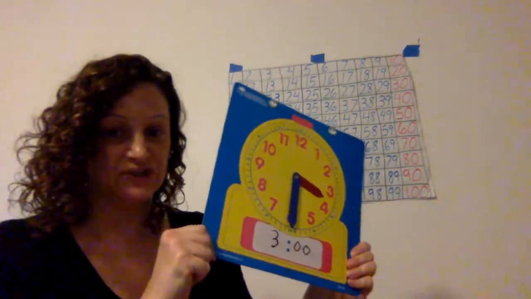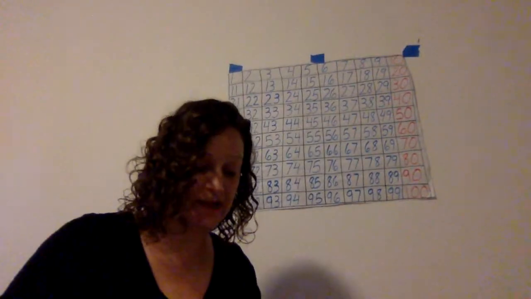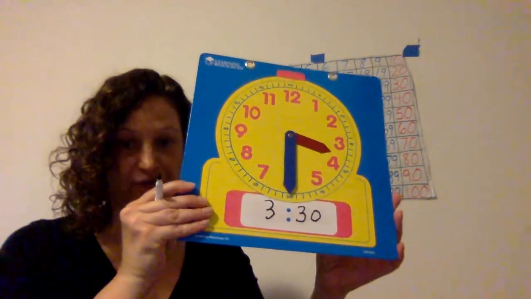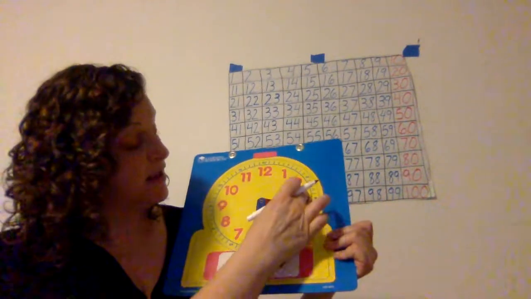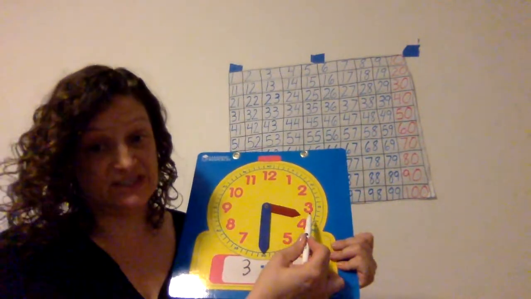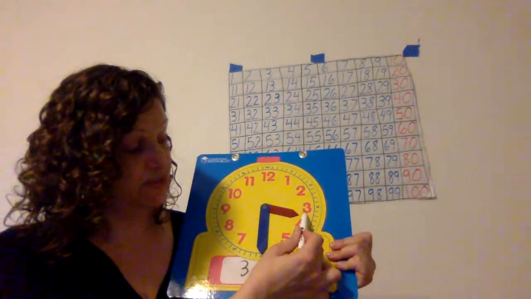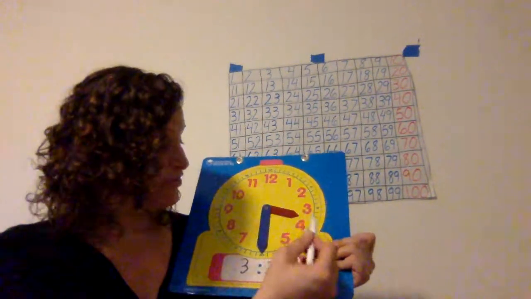Okay? So when our hour hand is between two numbers and the minute hand is on the 6, we say 30. So right now it's 3:30. And the way that we'd write that on the digital clock is you'd have the number 3, and then instead of having 0, 0, you would write the number 30. So this is 3:30. And again, the hour hand is past the 3. So we say it's half past 3 or 3:30.